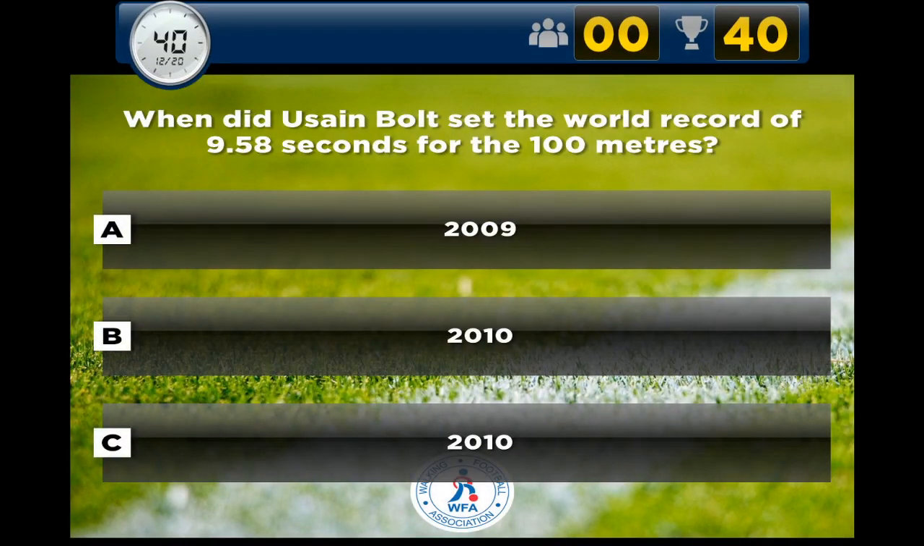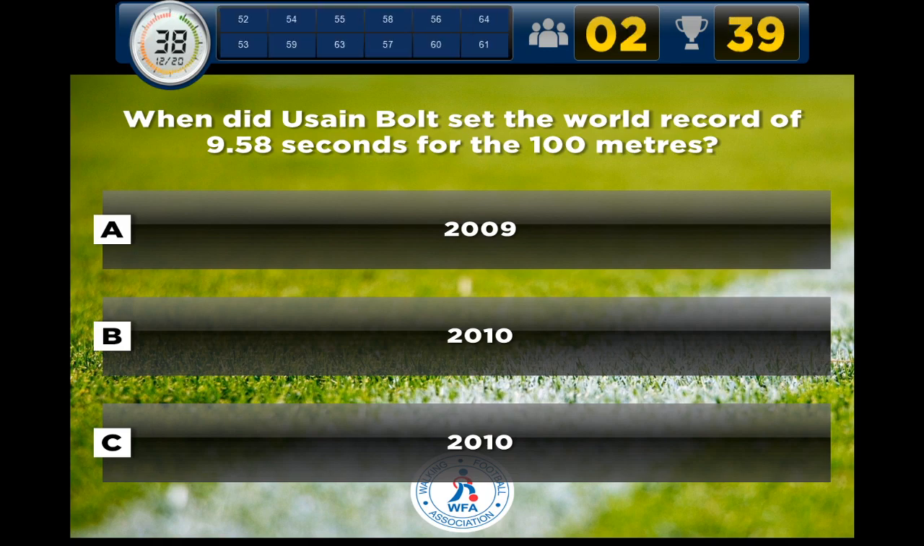On we go. So when did Usain Bolt set the world record of 9.58 seconds for the 100 metres? Was it 2009, 2010 or 2011, that should say at the bottom? So apologies, my typo there. It's either 2009, 2010 or 2011. So if you want to go 2011, that's C.